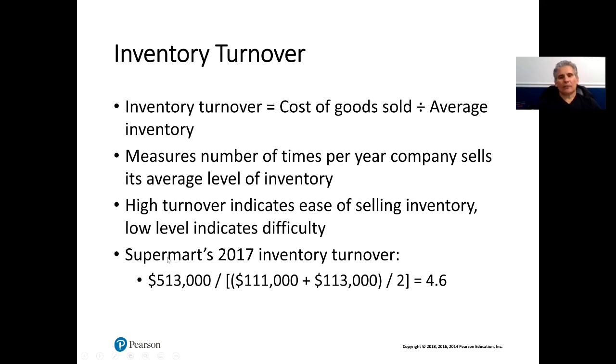Looking here at the formula, you have Supermart's 2017 inventory turnover. They take their cost of goods sold of 513,000 divided by the average inventory, which is exactly what we did. We took 111,000 plus 113,000, added those together and divided it by 2. That gave us the 112. And so 513,000 divided by 112 gives us 4.6.